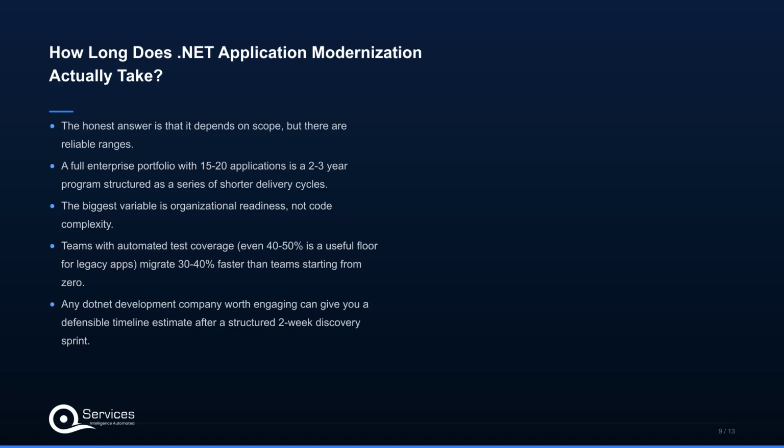Teams with automated test coverage migrate 30 to 40% faster than teams starting from zero. Database schema complexity is the second largest factor. Applications with 500 plus tables and significant stored procedure business logic consistently exceed initial estimates by 30 to 50%. Any .NET development company worth engaging can give you a defensible timeline estimate after a structured 2-week discovery sprint. Any number quoted before that discovery work is guesswork, regardless of how confidently it is delivered.